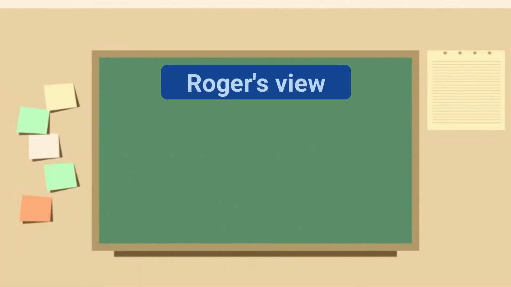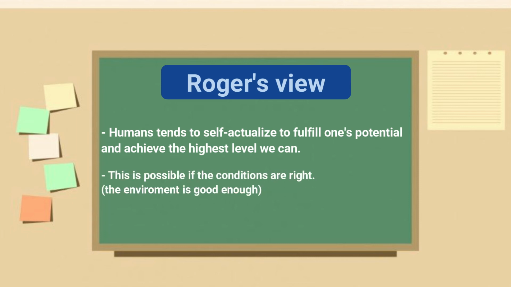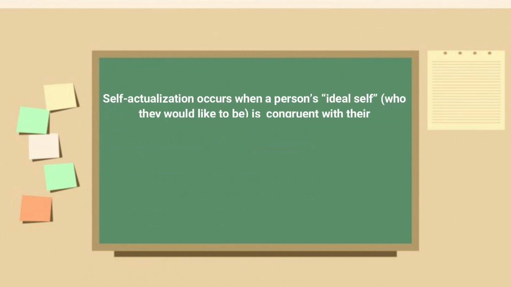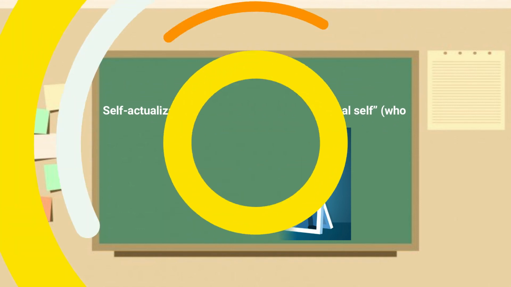And now we have Carl Rogers, who believed that humans have one basic motive, and that is the tendency to self-actualize, to fulfill one's potential and achieve the highest level we can. And that will grow to its full potential if the conditions are right. That means if the environment is good enough. And he also thinks that self-actualization occurs when a person's ideal self, that is to say, who they would like to be, is congruent with their actual behavior. In this case, the self-image.